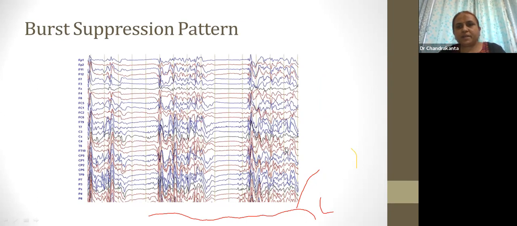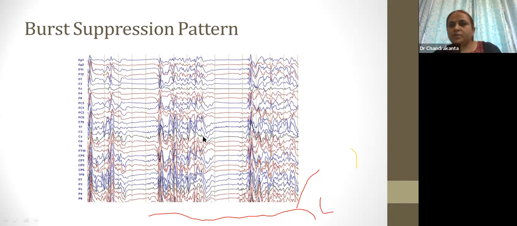Burst suppression pattern is very easy to recognize. There are areas which show a high voltage burst of spike wave discharges or other waves, and this burst is followed by the suppression of the background and the line looks almost straight. So this is burst suppression background. You can get it in Ohtahara syndrome or early myoclonic epilepsies, sometimes in West syndrome also.